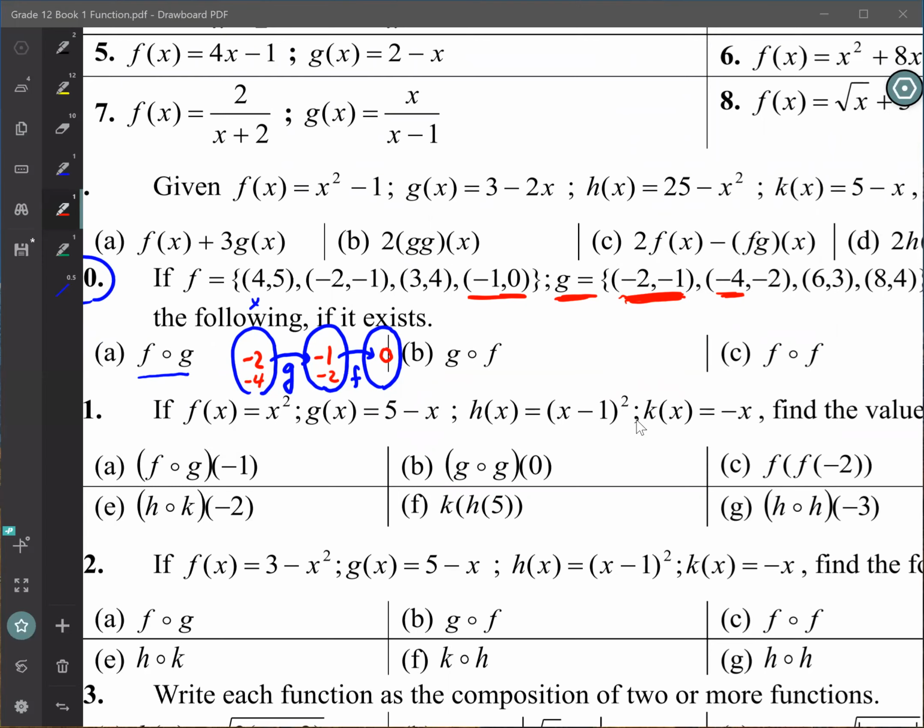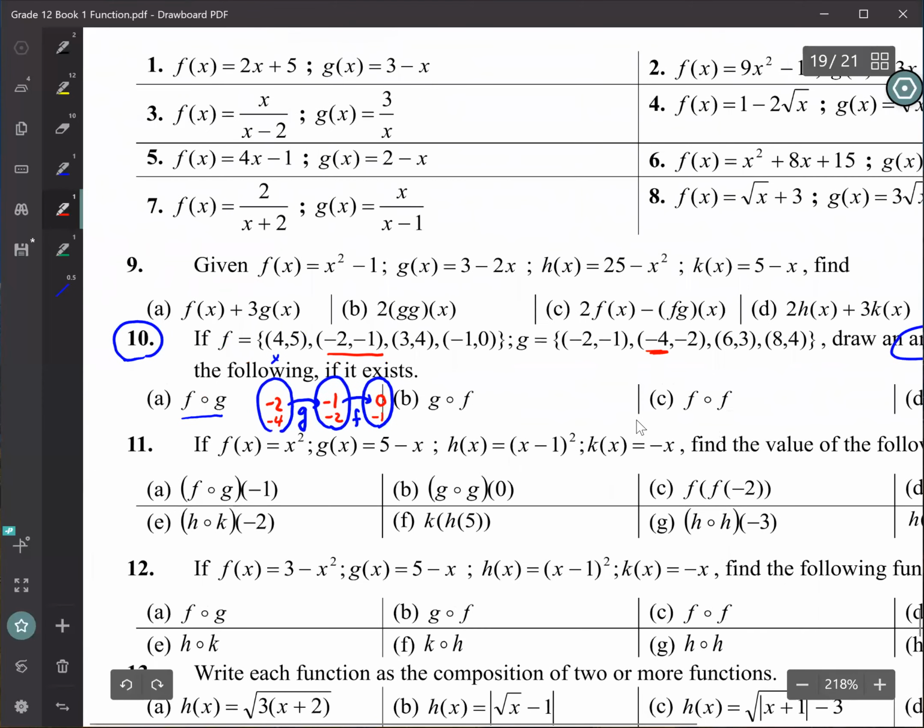Samantha? Any pair inside F that has -2 as the X? Which pair has -2 as X? -2, -1. Yeah, very good. So you put -2 into F, you will get -1 coming out.